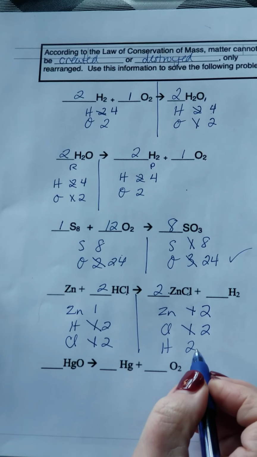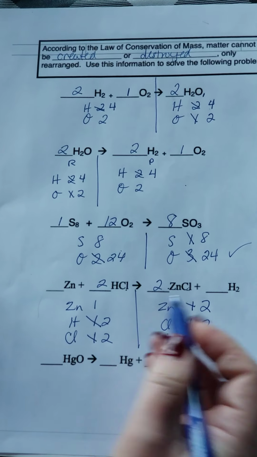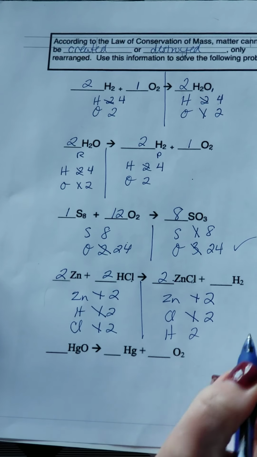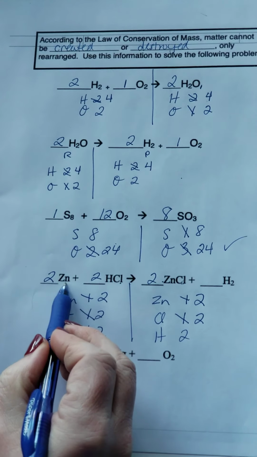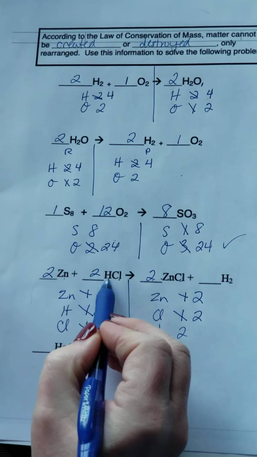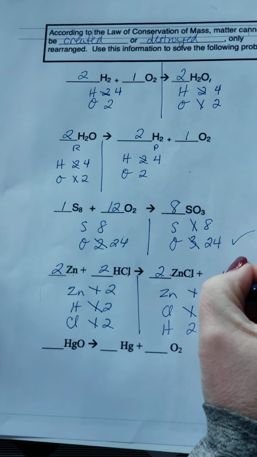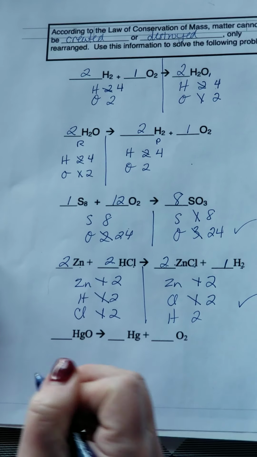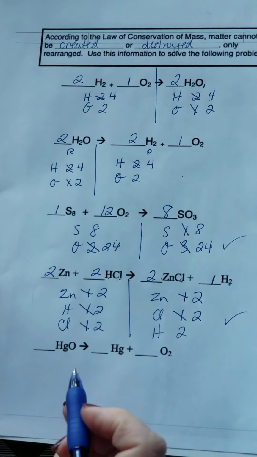Still not done. Now the zincs don't match. Go back over to the other side, put a 2. Now we have everything matching. 2 zincs, 2 zincs, 2 H's, 2 H's. I can put a 1 here. 2 Cl's, 2 Cl's. It's a back and forth process.